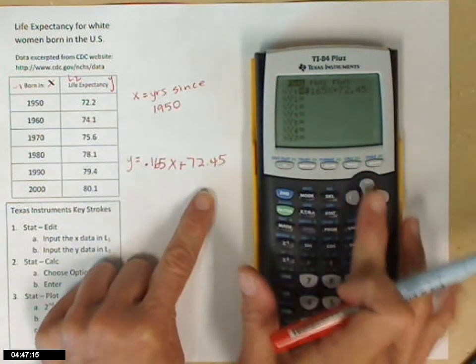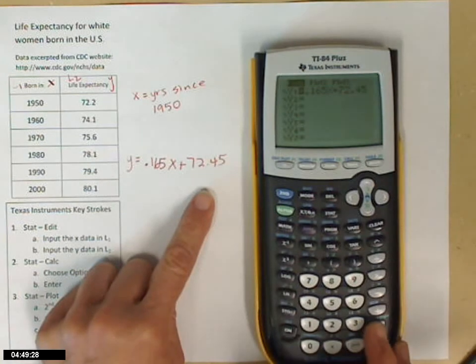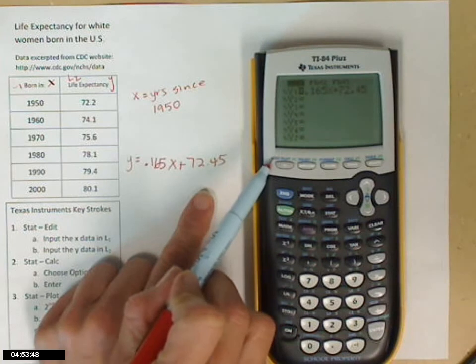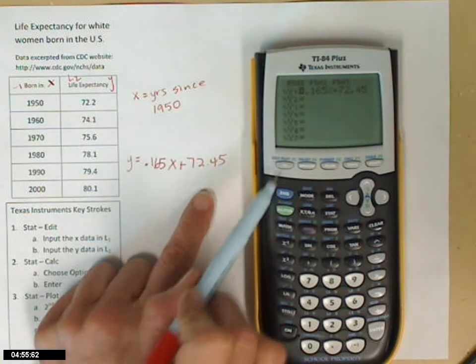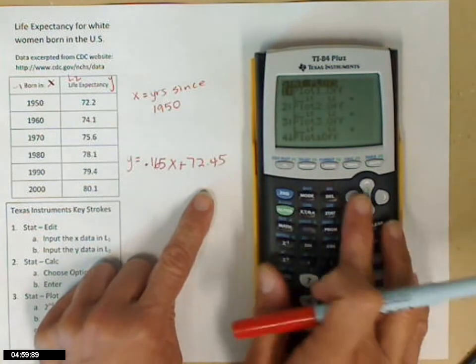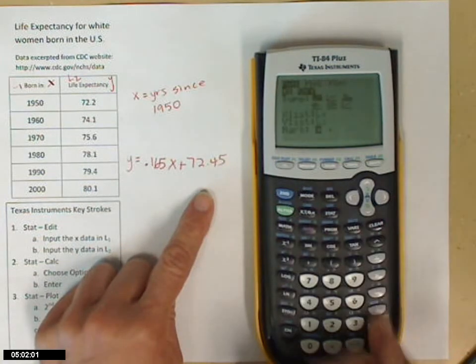I'm going to arrow up. Plot 1, I'm going to hit Enter. Oh, that just turned it off. So now I'm going to have to go back into Stat Plot and make sure I have everything what I want. Stat Plot's right above the Y equals screen. So Stat Plot, turn Plot 1 on.